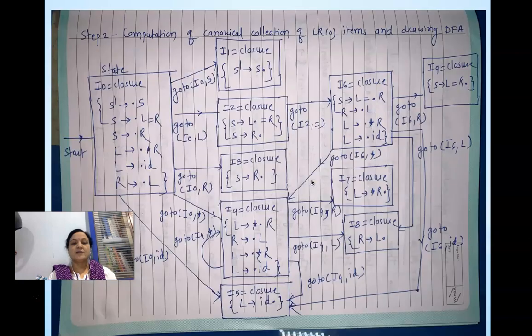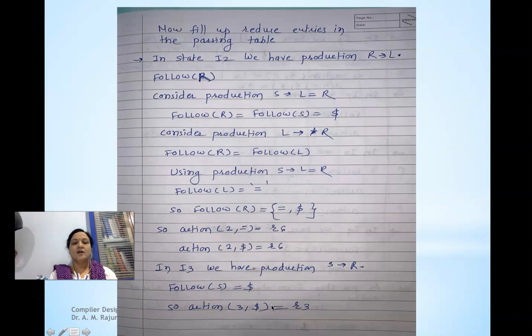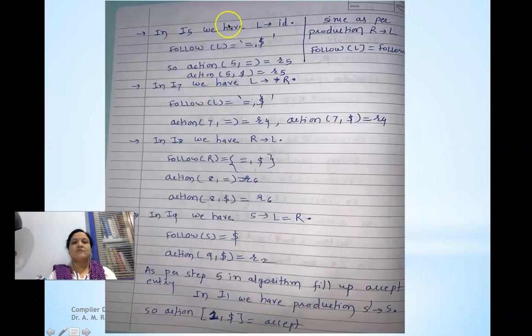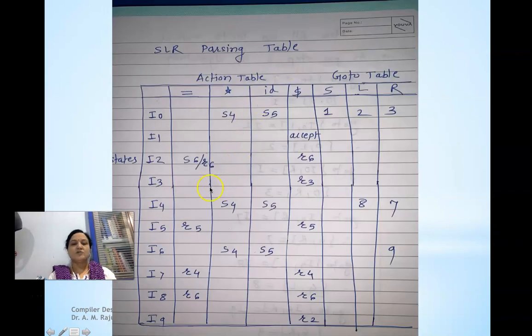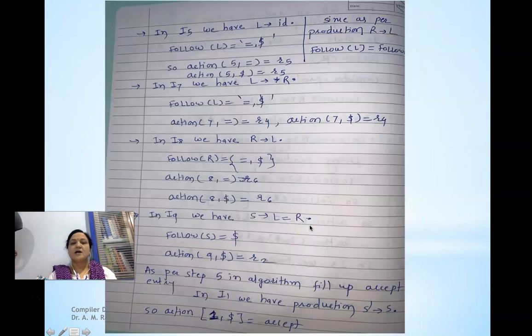Now next, after I3, see in I4, is there any complete item where dot is at the end? No. In I5, yes, L tends to ID dot. This will lead to a reduce action. So in I5 we have the production L tends to ID dot. Compute follow of L, equals to and dollar, which we have just computed. So action will be 5 comma equals to is R5, and 5 comma dollar is R5.